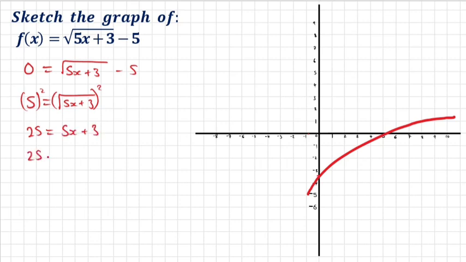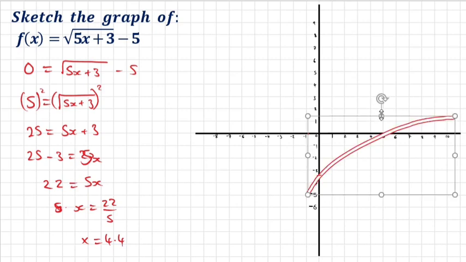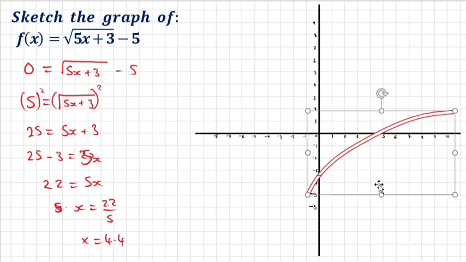So 25 minus 3 is equal to 5x. So 22 is equal to 5x. So x is equal to 22 over 5. Now 22 over 5 is 4.4. So x is 4.4. So what it means is that this graph of ours should cut the x-axis at 4.4, to look something like this.